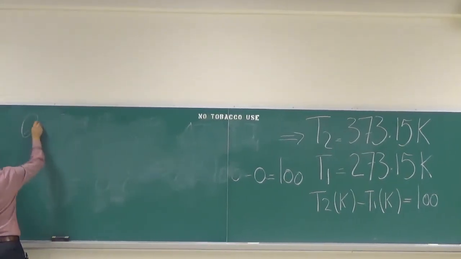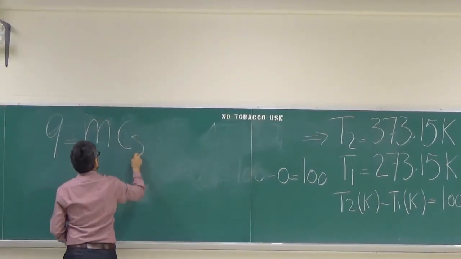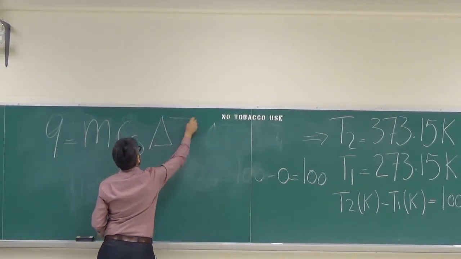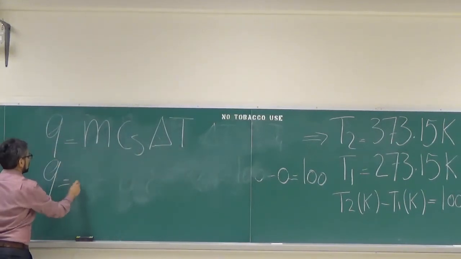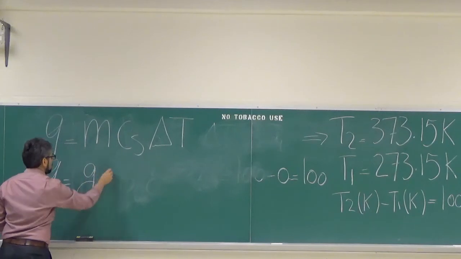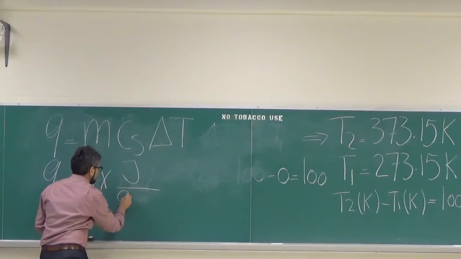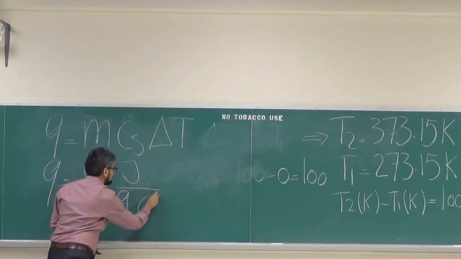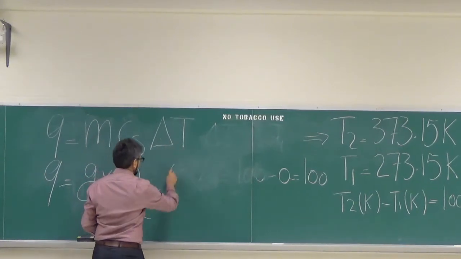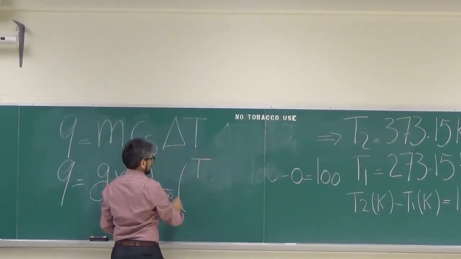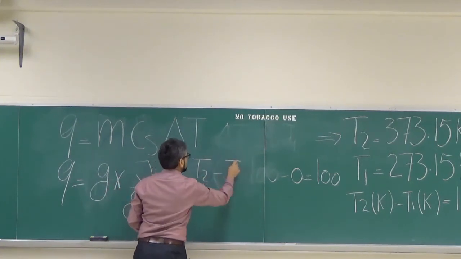They give you Q equal to m c delta T. Go with this one. Q equal to mass, given in gram, multiplied by specific heat capacity, given in joule over gram degree Celsius. When it comes to delta T, whatever you give me, T2, if it's in Kelvin, just use it, minus T1.